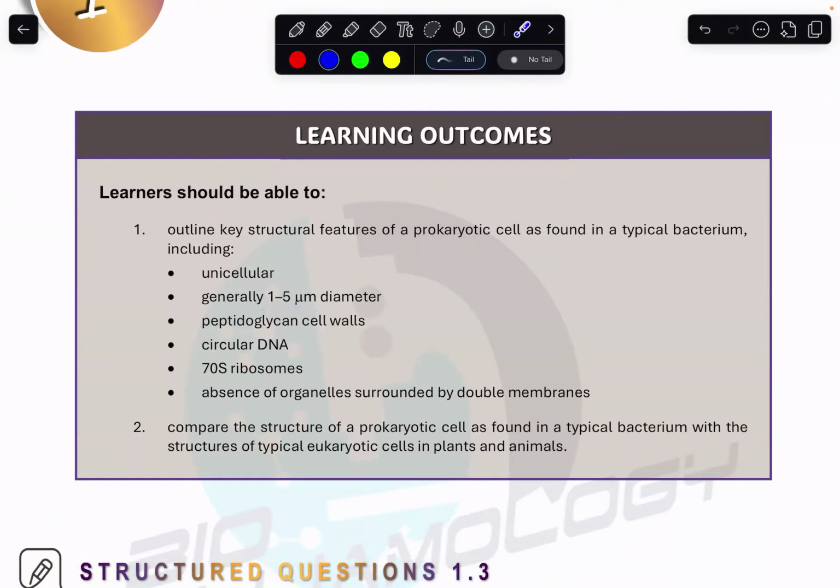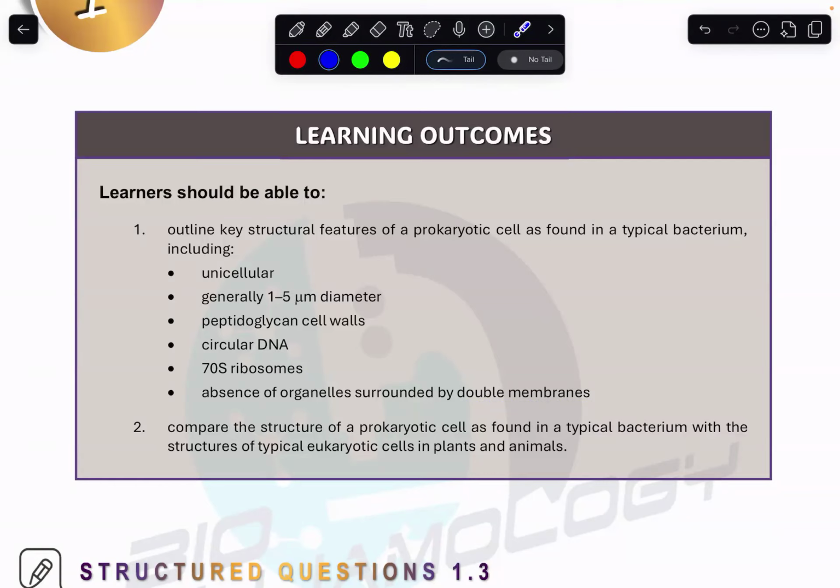They do have a cell wall, but the cell wall material is peptidoglycan rather than cellulose. They have circular DNA. They do have ribosomes, but 70S ribosomes only. And they don't have double membrane-bound organelles, and most of the single membrane-bound organelles, such as rough ER, smooth ER, Golgi apparatus, they don't have, so those organelles are absent.